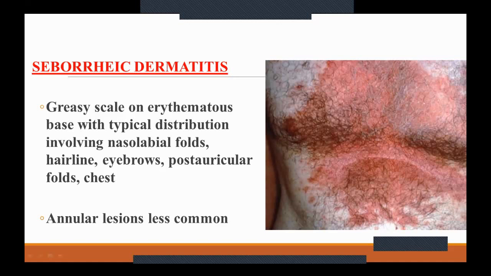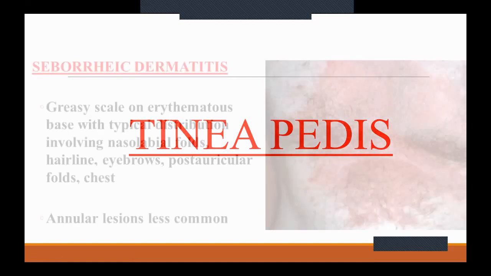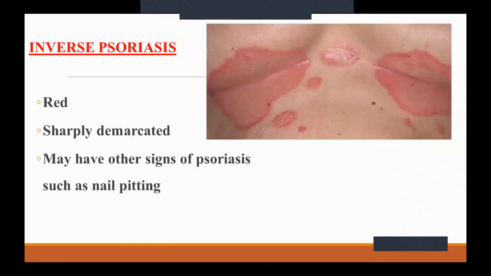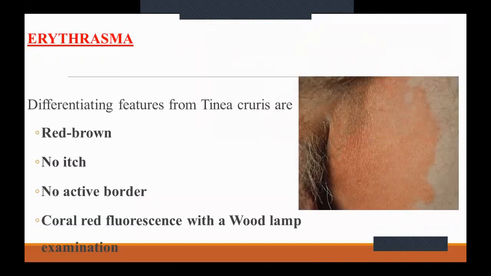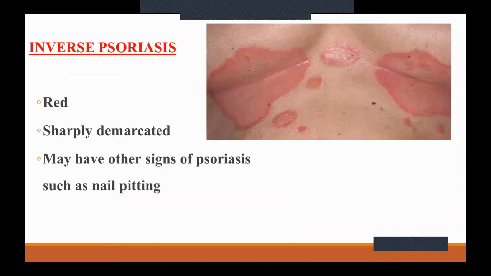Here also we don't see any annular lesion. There is no central clearing here. Only dense erythema is seen on the chest. So this is a differential diagnosis for Tinea cruris. So these were my differential diagnosis for Tinea cruris: seborrheic dermatitis we have discussed, then inverse psoriasis we have discussed, and we have discussed erythrasma, and we have discussed candidal intertrigo.